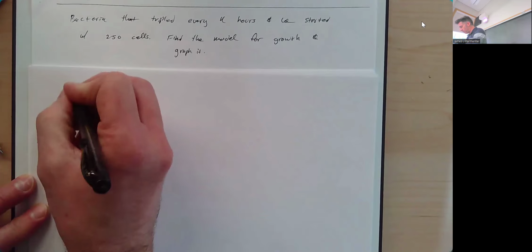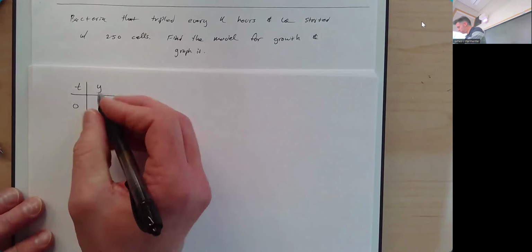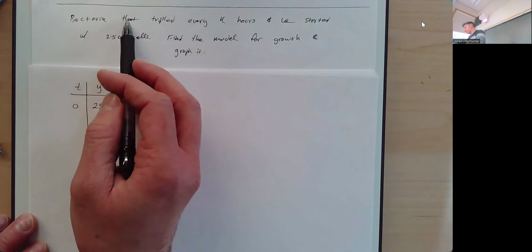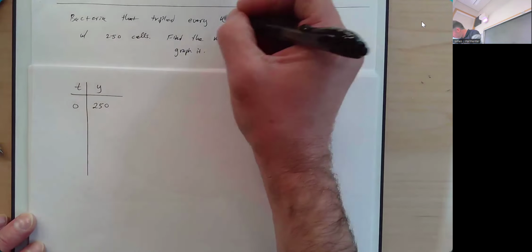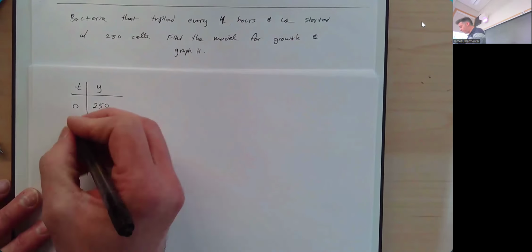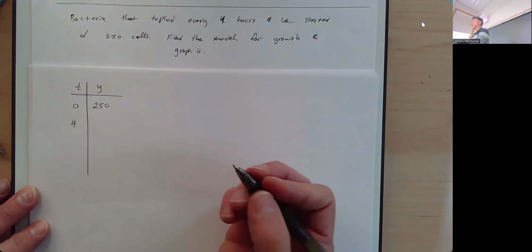So, usual deal, I'm making my chart. At time 0, how many bacteria do I have? And then at some later time, I should be able to find out an amount. I didn't explicitly say that 4 hours later I have 700 bacteria. What I said is that the bacteria triples every 4 hours. Is that a 4? Yeah, that's a 4, believe it or not. The bacteria triples every 4 hours. So I know that 4 hours later, I should have 3 times 250.